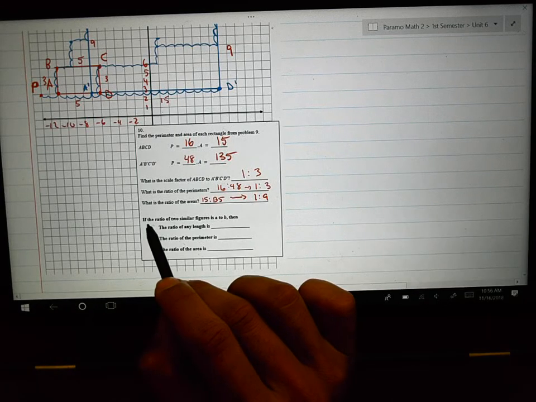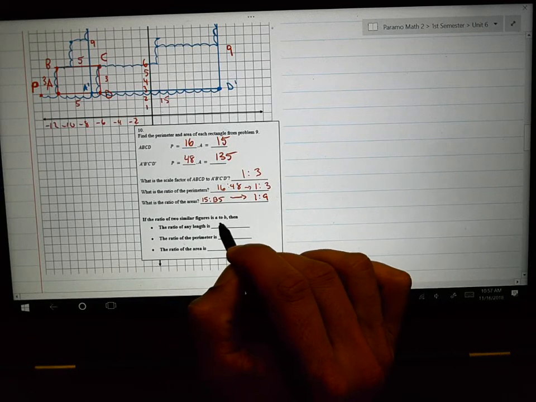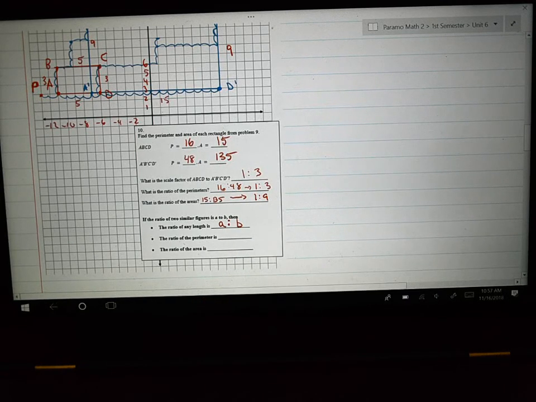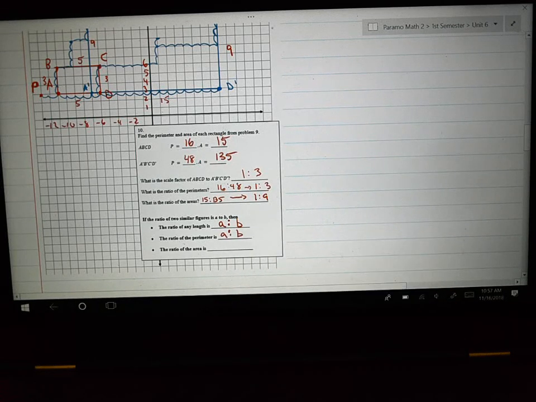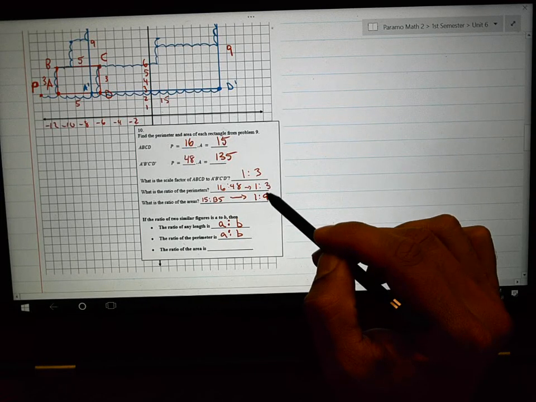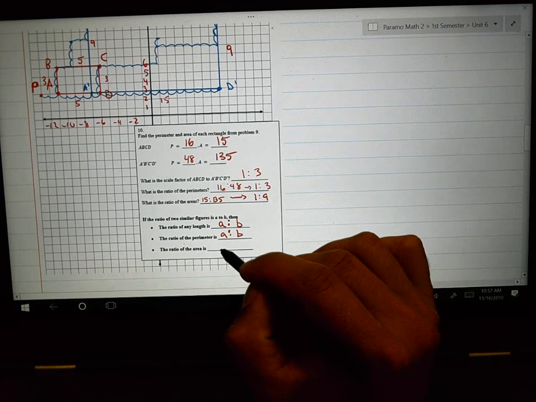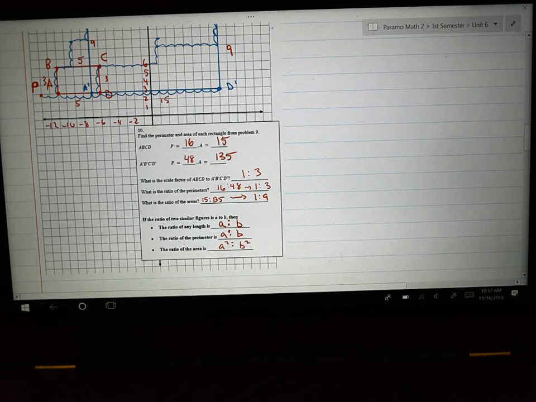If the ratio of the two similar figures is A to B, then the ratio of any length is going to be A to B. Think of it as 1 to 2, 2 to 4, 3 to 5. It doesn't matter. It's A to B. The ratio of the perimeter is not going to change. It's going to be the same, A to B. But the ratio of the areas will change. What do we do to go from the 3 to the 9? We squared it. What do we do to go from the 1 to the 1? We squared that as well. It's going to be A squared to B squared. And that's where we're going to end your notes for today.